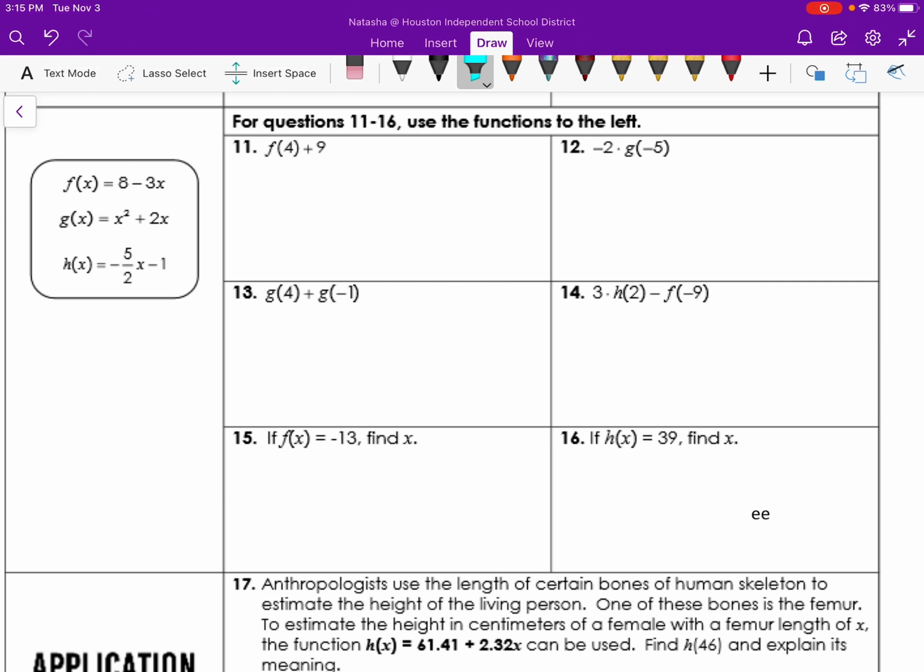Now, the easiest way to get through this quickly is to find your highlighter. So I'm going to highlight all my f of x's. So I have f of x there, that's the equation. I have f of 4. I have f of negative 9. I also have f of x is equal to 13, and it tells me to find x.